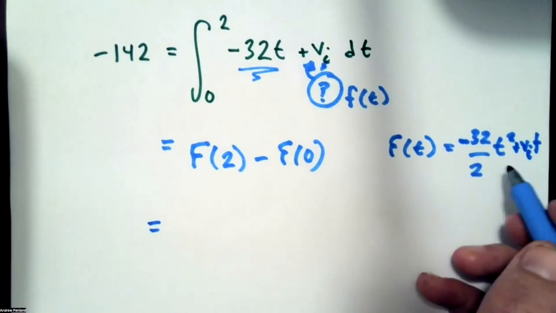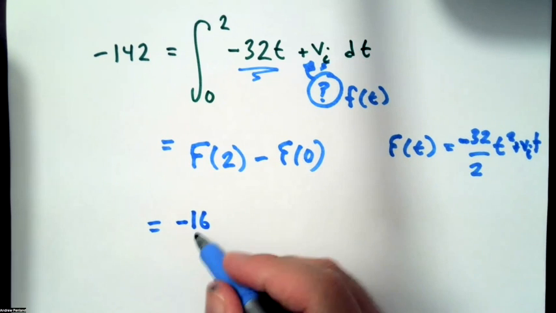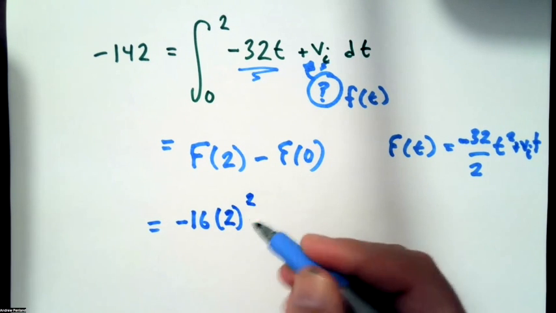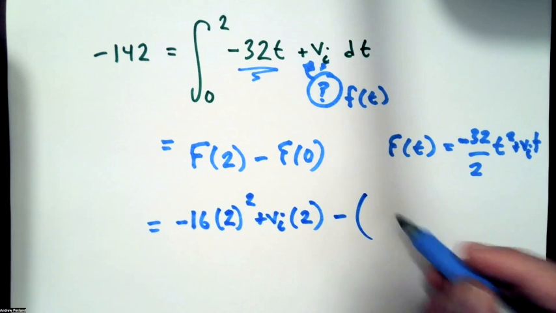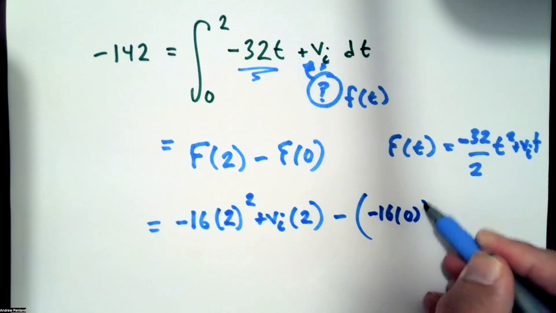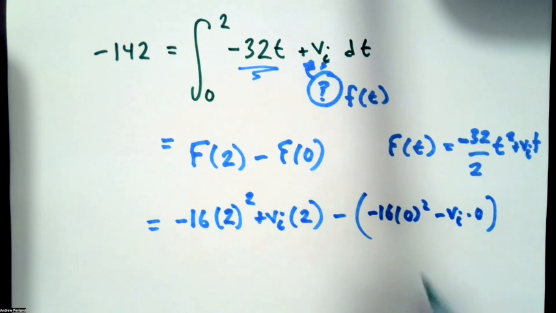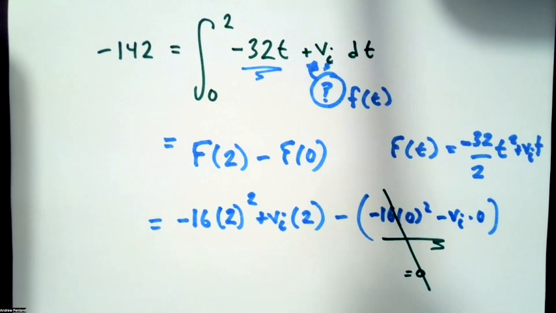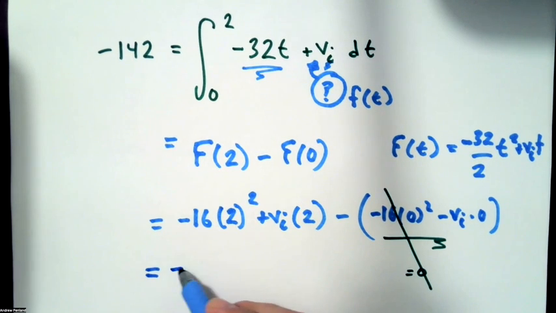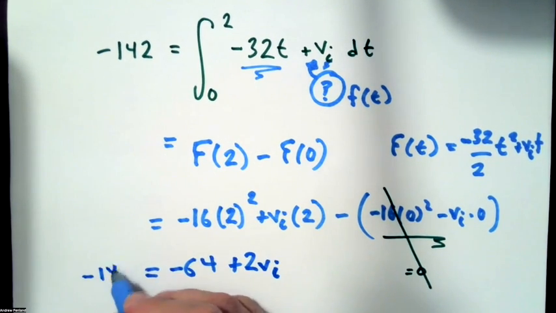So F of 2 will become negative 16, since negative 32 over 2 is negative 16. So this is negative 16 times 2 squared plus v_i times 2, minus, when I plug in 0, negative 16 times 0 squared plus v_i times 0. Now this whole second expression, when you simplify it, is just equal to 0. So let's not worry about it anymore. And so what I have now here is negative 64 plus 2 v_i equal to negative 142.